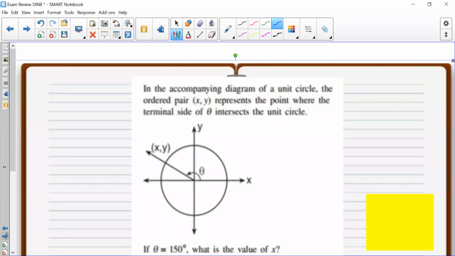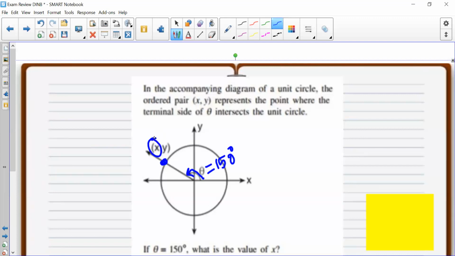All right, and then last couple here are dealing with the unit circle, which is still trigonometry. So this one says, in the accompanying diagram of a unit circle, the ordered pair x, y represents the point where the terminal side of theta intersects the circle. And they drew it out. Here's theta right there. And then it's talking about this point, x, y, where that angle intersects the circle. If theta is 150 degrees, so they're telling me that, what is the value of x?